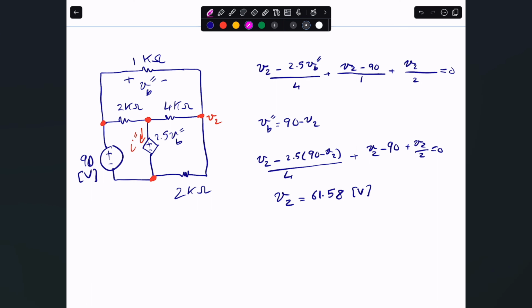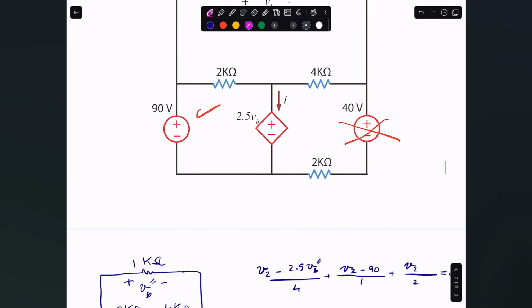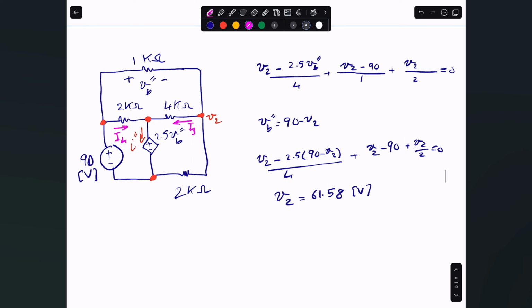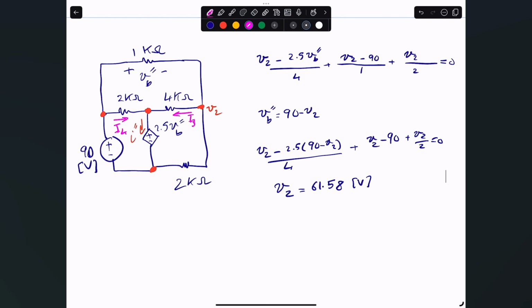I'm going to do something similar to what we did before. We're going to call this, for example, I1. Let me call it I3 and I4, because I called the ones above, or down, I1 and I2. So what would be the value of I3? The value of I3 is just simply V2 minus 2.5 VB divided by the 4 kilo ohms. But then I need to figure out what the value of VB is. I know VB is just simply 90 minus V2. So let me write that in here.